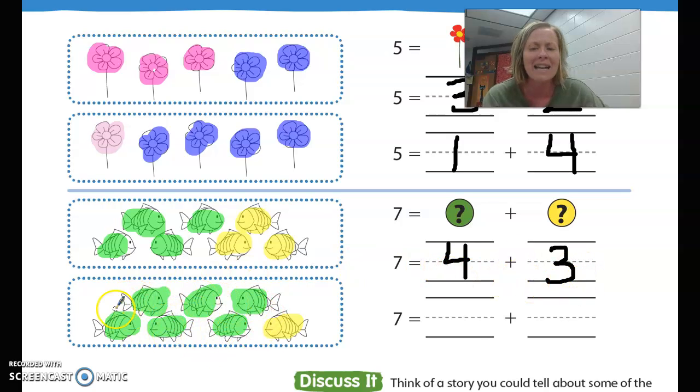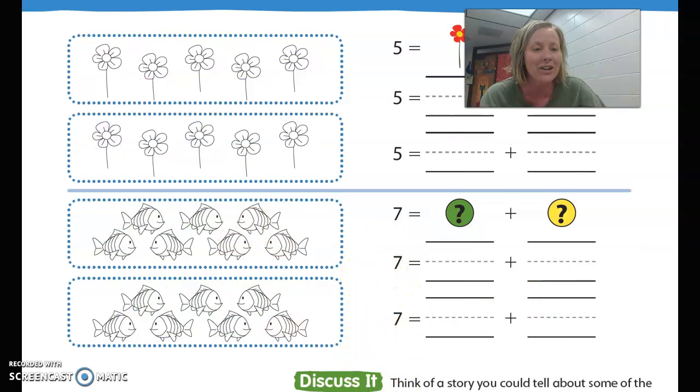Let's look at my next one. How many green fish do I have? 6. How many yellow fish? 1. That still equals 7. So even though my add-ins are different, my answer is still 7. Nice job, boys and girls.